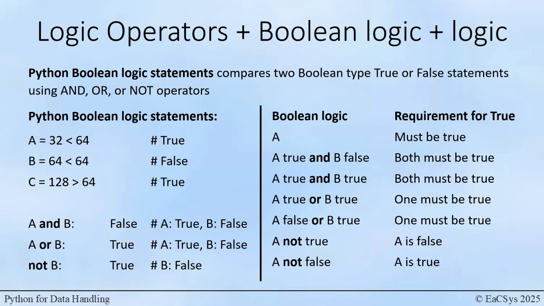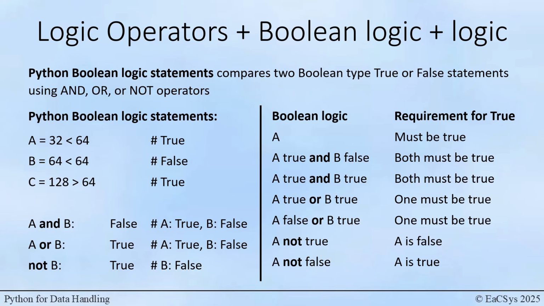On the screen we have to the left an example with three Boolean variables A, B, and C. We have some examples of Boolean logic statements derived from Boolean variables A and B. First we have A and B. This is false due to A being true and B being false, whereas A and B requires both A and B to be true. Secondly, we have A or B. This statement requires that at least one of the two booleans is true, and in this case A is true, and therefore A or B is true. We also have not B, which is true because B is false.